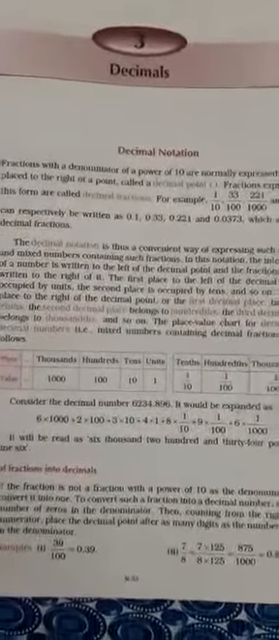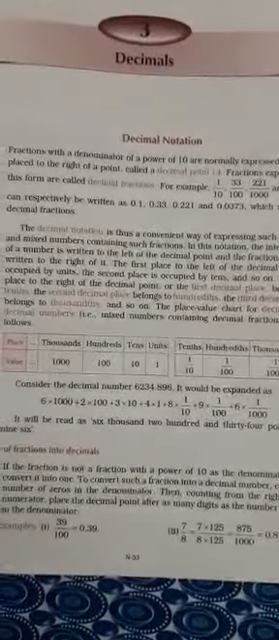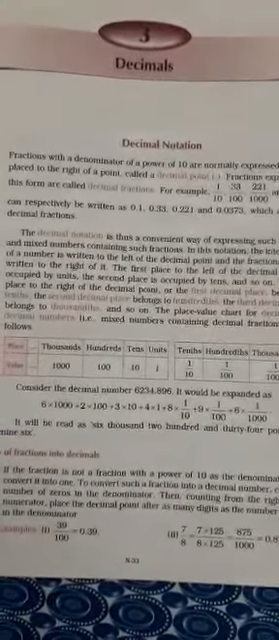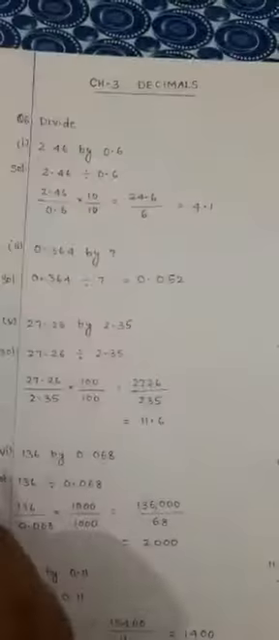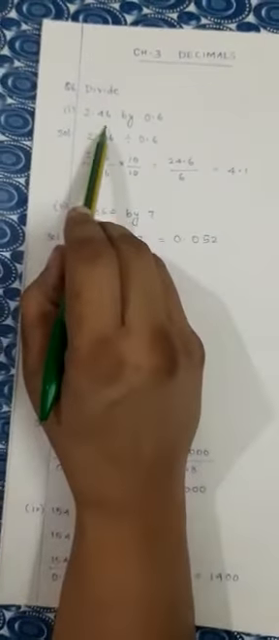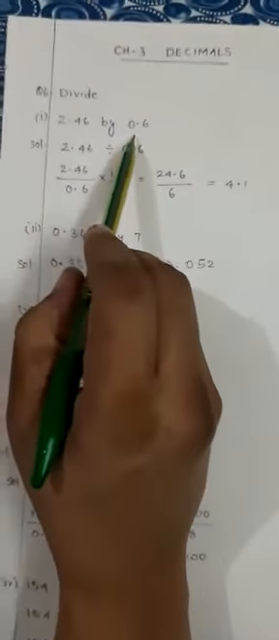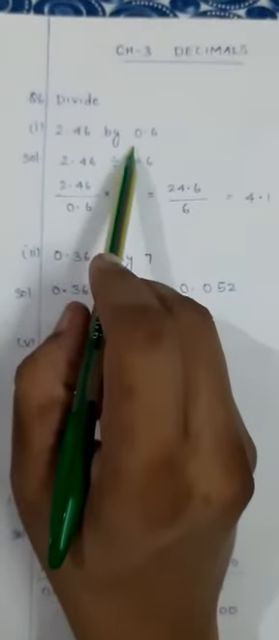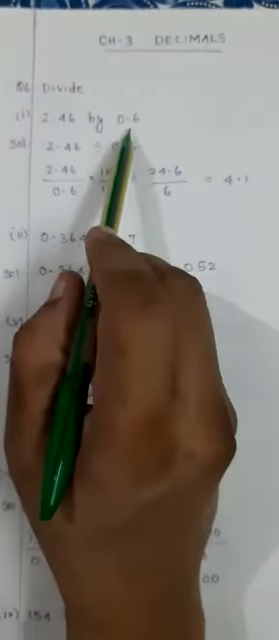Today we are going to do the continuation of the chapter decimals. Let us start the exercise. First question. Divide 2.46 by 0.6. Here the divisor contains a decimal number.